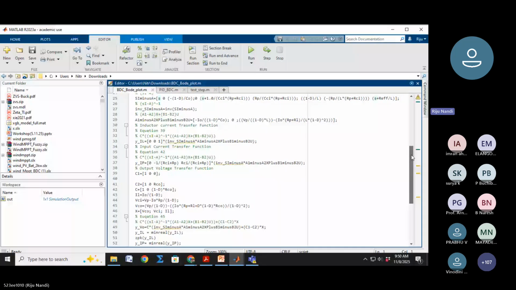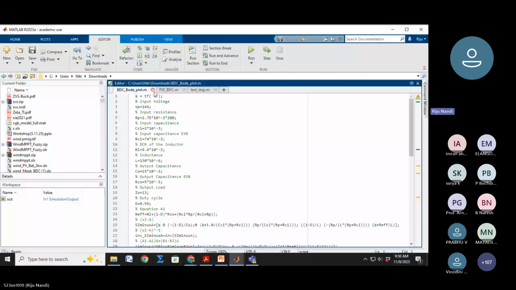I already told what the input voltage, the Rp, the Ci and the Rci are. I have done them in the coding part in MATLAB. First, s equals transfer function s. Then Vp; you can change Vp, it's all about your battery voltage. You can go for 24 volt, 36 volt, 48 volt, anything, but I have used 144 volt, meaning 12 batteries. Input resistance Rp is 2.75, as I have told already.